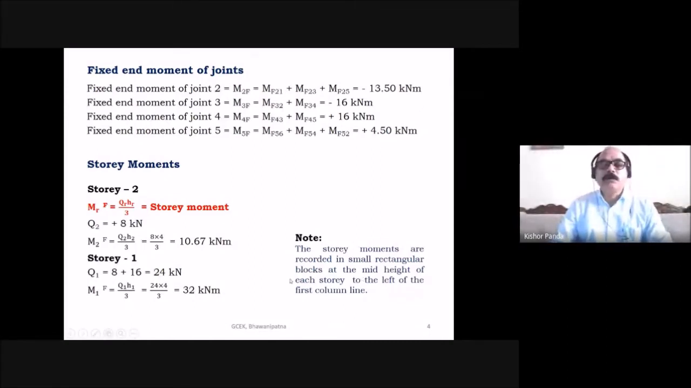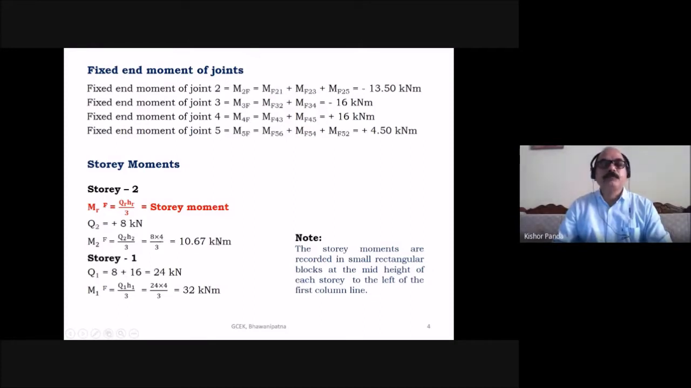So always remember that the story moments are recorded in small rectangular blocks at the mid height of each story, to the left of the first column line. You have to remember this, where the story moment has to be represented. So in this way you will find out the story moments.